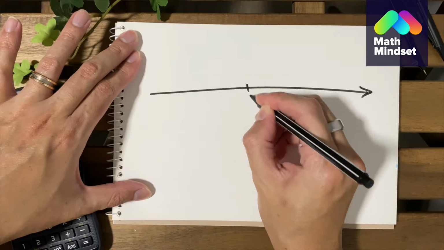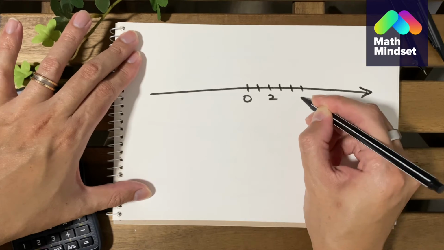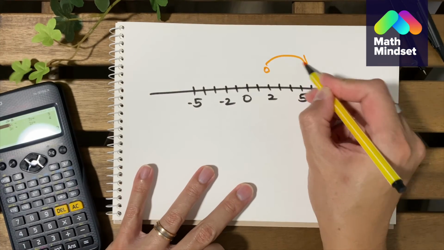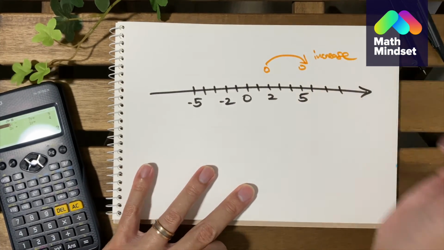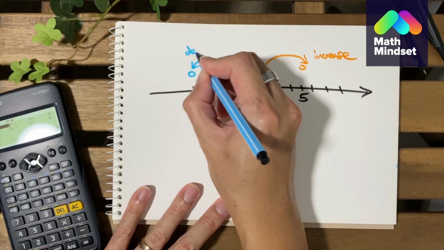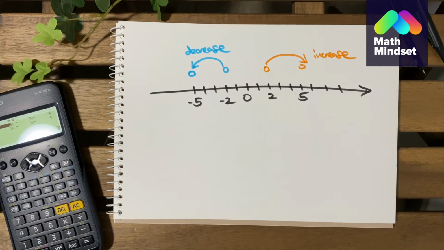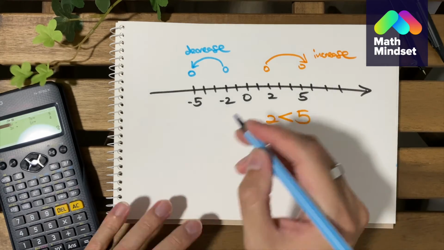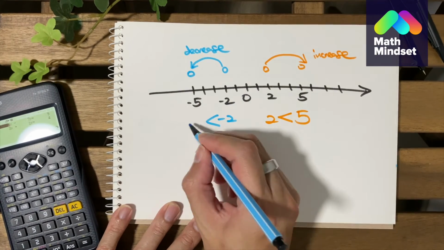Why? Why is this so? Let me explain to you. You see, if I draw a number line and I locate 2 and I locate negative 2, what happens if from 2 I want to get to 5? I'm actually increasing. But what happens if I want to go from negative 2 to negative 5? I'm actually decreasing. So to put it into words, I can say that 2 is actually less than 5. But negative 2 is actually more than negative 5.